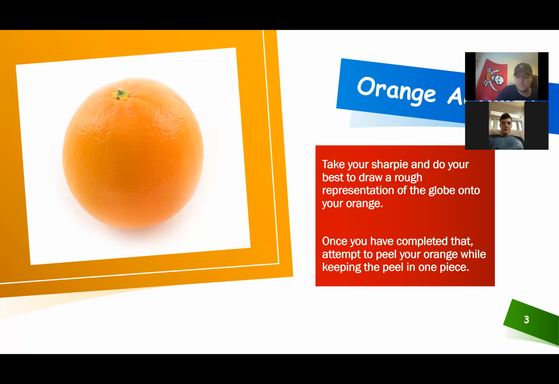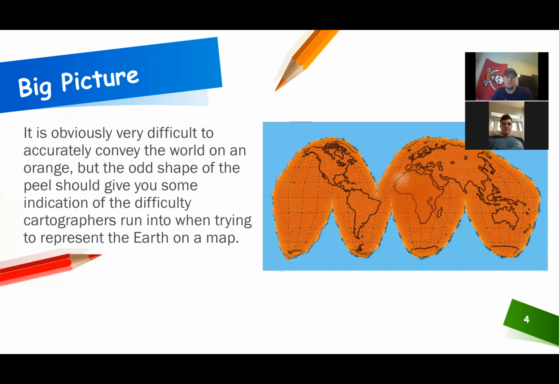It's obviously very difficult to accurately convey the world on an orange, but the odd shape of the peel should give you some indication of the difficulty cartographers have run into when trying to represent the Earth on a map. That's another example right there. Obviously, that is way better than anything I or you or anyone who doesn't have an excessive amount of time on their hands could do. But it gets the gist of the difficulty of representing the Earth on a two-dimensional object.